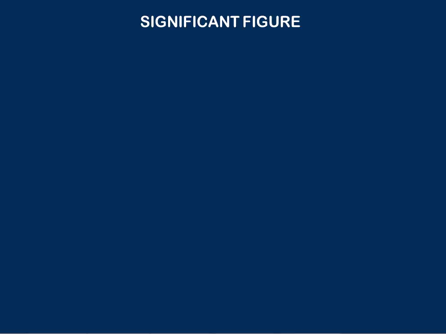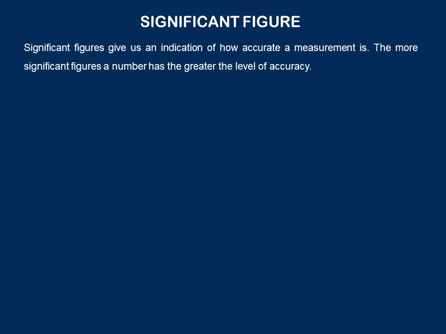Welcome to my new tutorial. In this tutorial we're going to look into the questions that are related to significant figures. We'll follow a brief example after our definitions. The basic definition is that significant figures give us an indication of how accurate a measurement is. The more significant figures a number has, the greater the level of accuracy.